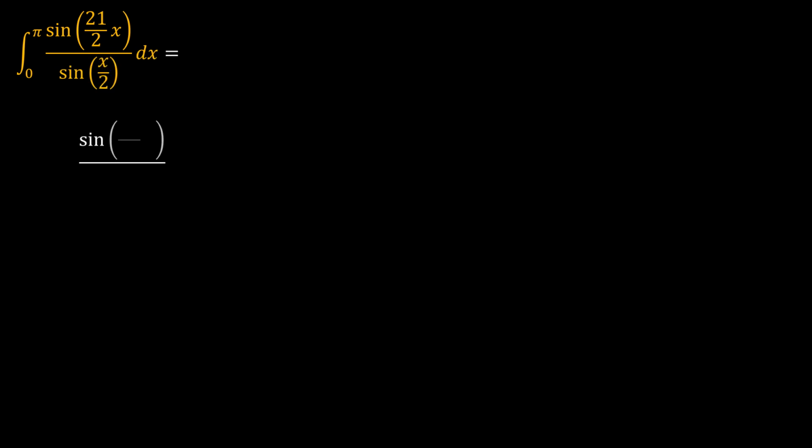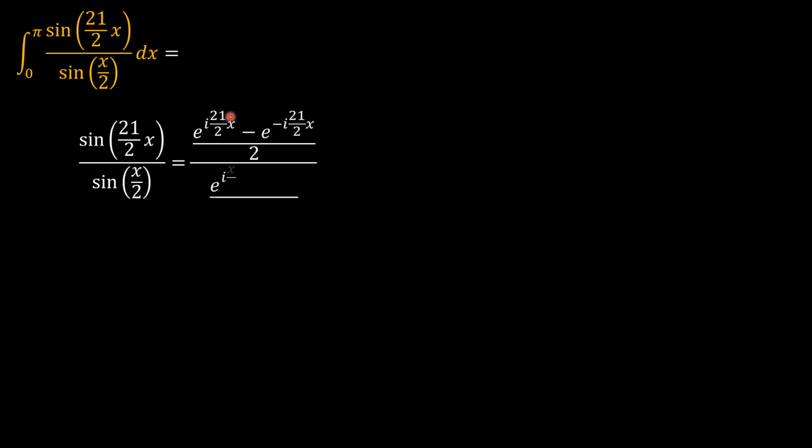And let's try and see how we may solve this problem. So first, let's pull out the integrand, sine of 21 over 2 x over sine of x over 2. So sine of x using Euler's expression is the same as e to the power ix minus e to the power negative ix, over 2i. And that's what we've done here.